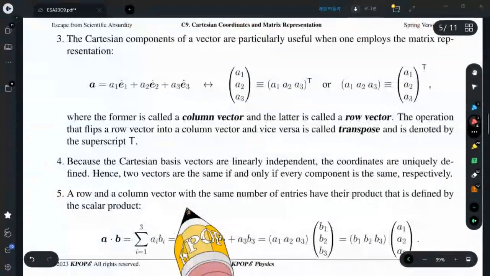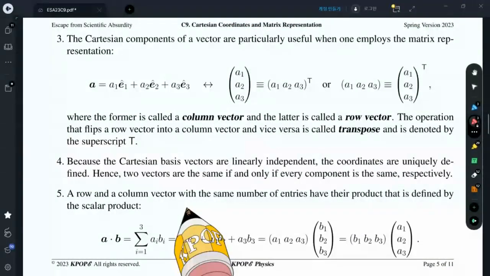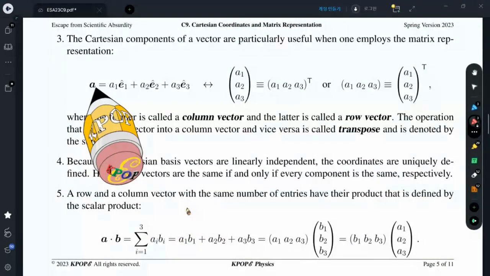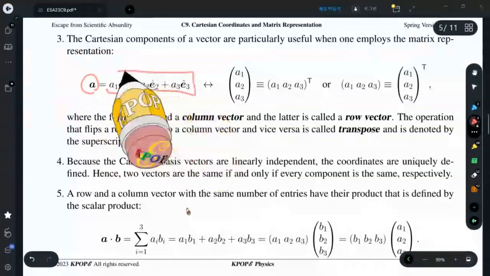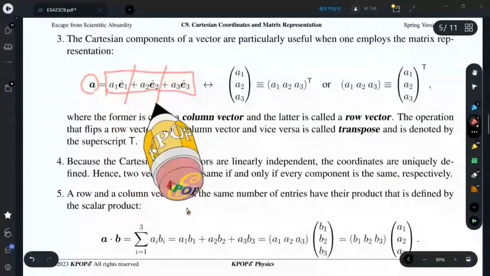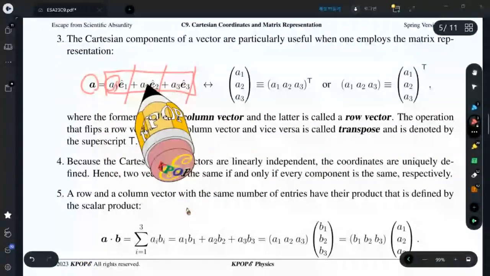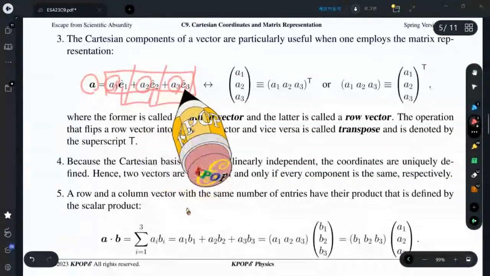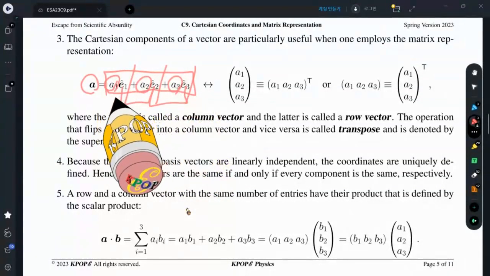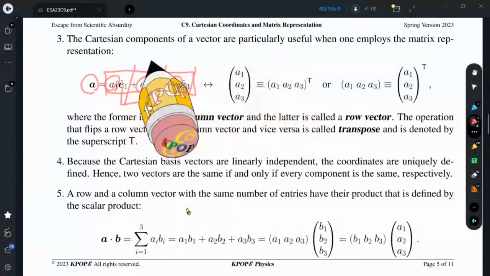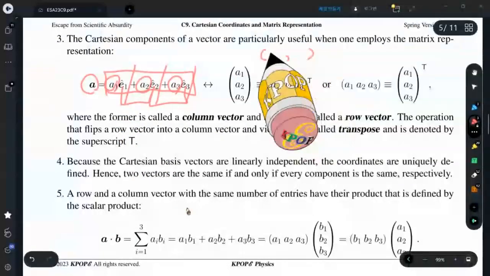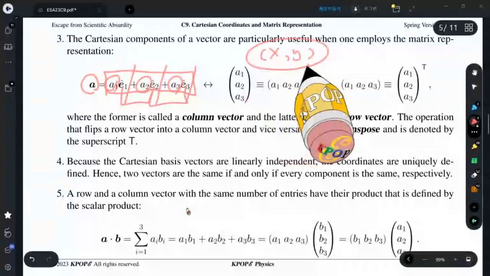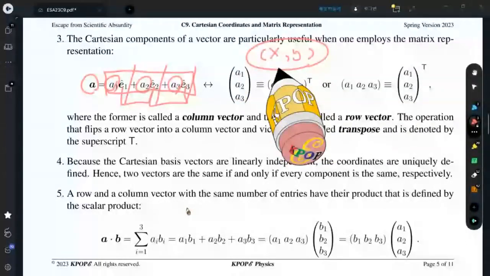Three Cartesian components of a vector are particularly useful when we employ matrix representation. We need to learn this very carefully. A vector can be expressed as a linear combination of the three components, the x, y, z components. We call these Cartesian components, and E1, E2, E3 are the unit basis vectors of the Cartesian coordinate system. From middle school on, or perhaps in elementary school, you learned the ordered pair of numbers x comma y, something like that. So this is nothing but a matrix representation.